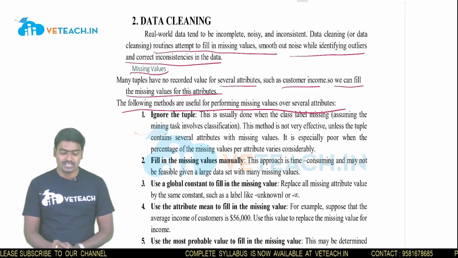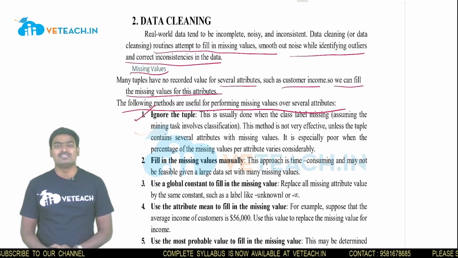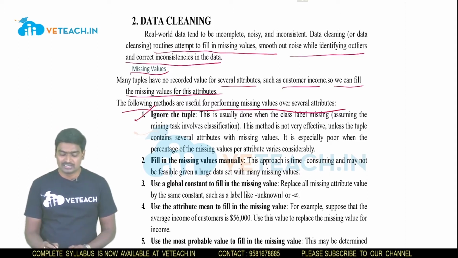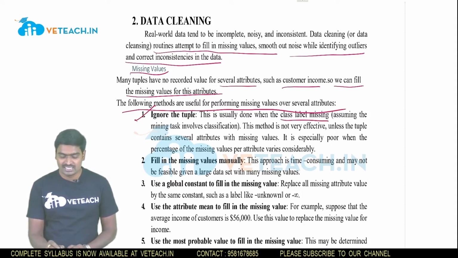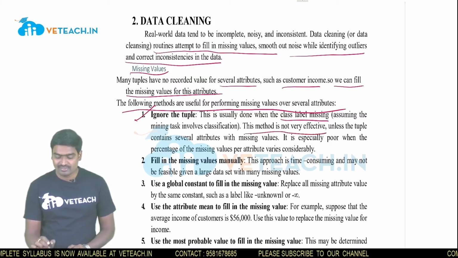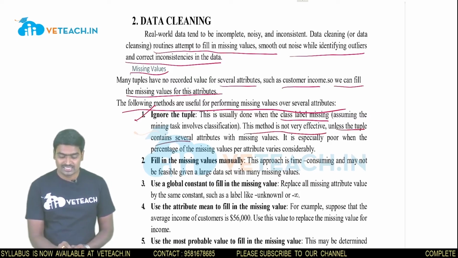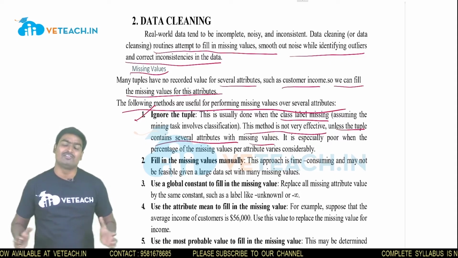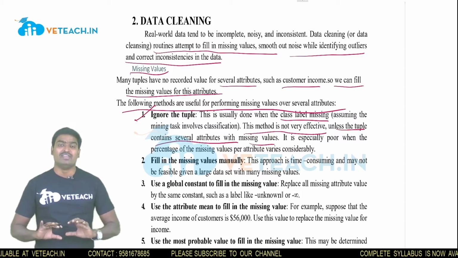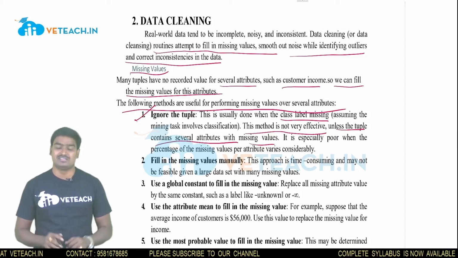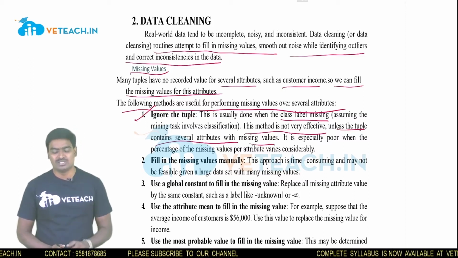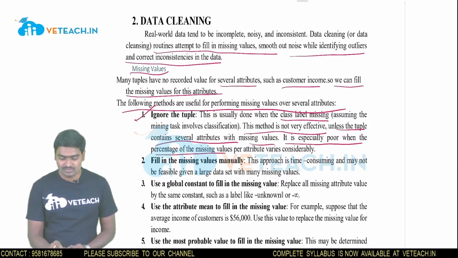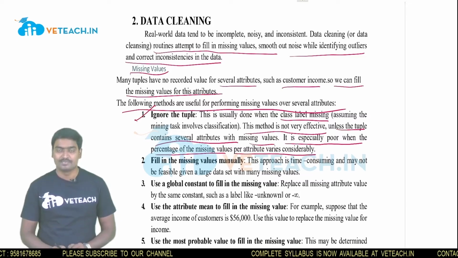What are those? Ignore the tuple. What is ignore the tuple? Ignore in the sense that we can delete some tuples. That means the class label is missing. This method is not very effective unless the tuple contains several attributes with missing values. We collect data from different sources and various types of missing values exist. This method is especially poor when the percentage of missing values per attribute varies considerably.